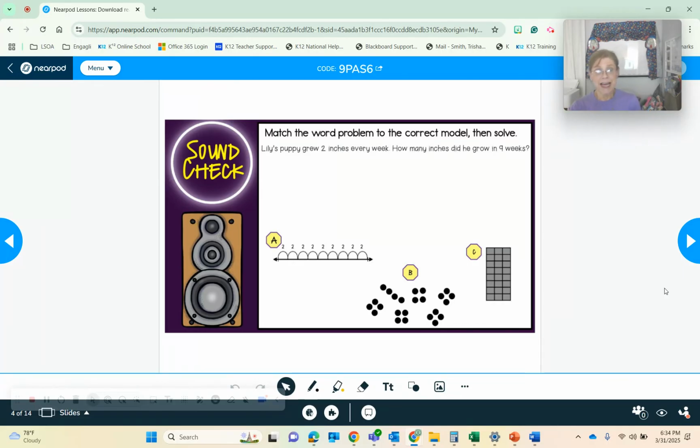Our sound check for today. Match the word problem to the correct model, then solve. Remember, two parts. Match, solve. Lily's puppy grew 2 inches every week. How many inches did he grow in 9 weeks? Look at each of these three models. Identify which of these three models matches the word problem. Then solve the word problem. I'm going to pause, you're going to pause and solve, and then we're going to come back and talk this one out. See you in a minute.